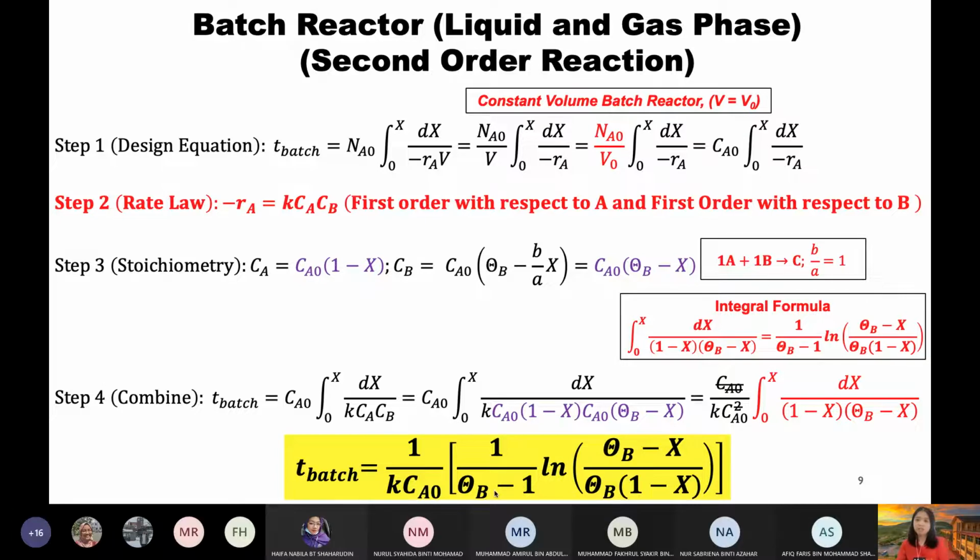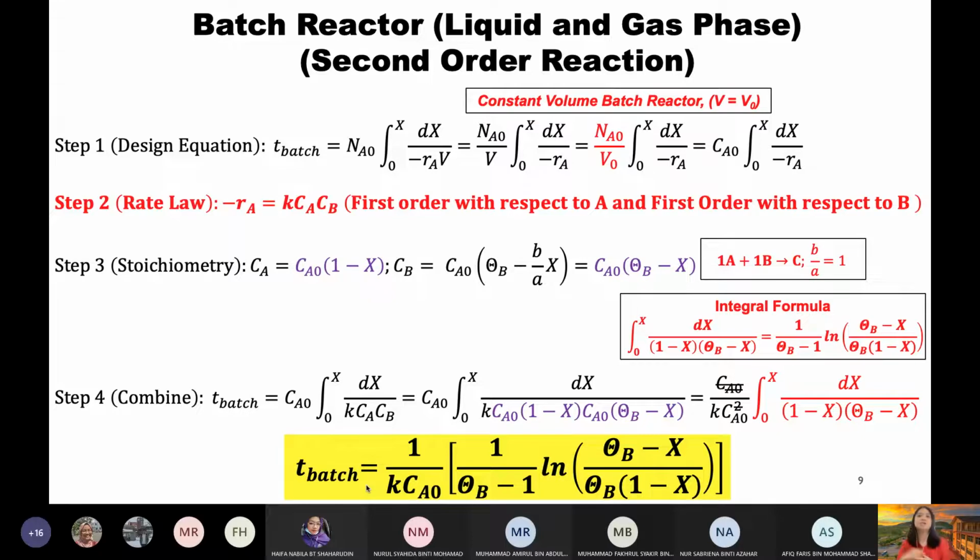Meaning, if you want to find the reaction time, you know K, you know CA naught, you know theta B, you know X, you can find the reaction time. Or vice versa. Now the equation becomes more complex because we have several unknowns: reaction time, K, CA naught, theta B, X. Of these 5 variables, I can ask you for any one as long as I give you the other 4. For example, if I ask you to find X, I will give you the reaction time, K, CA naught, theta B.